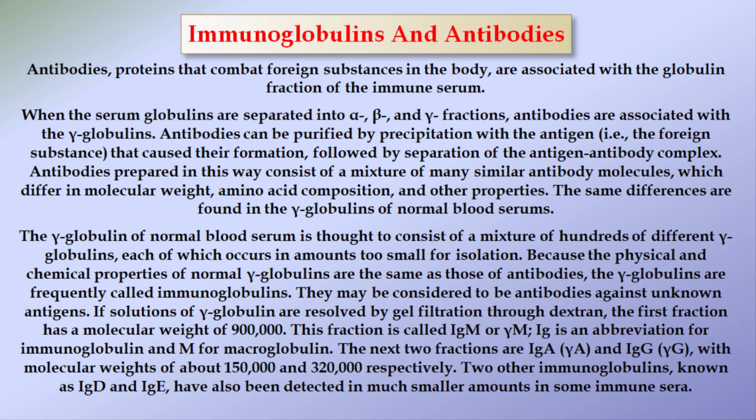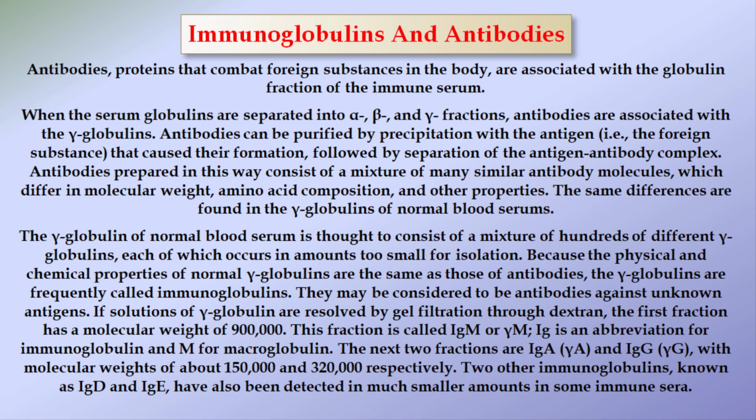Antibodies prepared in this way consist of a mixture of many similar antibody molecules, which differ in molecular weight, amino acid composition, and other properties. The same differences are found in the gamma globulins of normal blood serums. The gamma globulin of normal blood serum is thought to consist of a mixture of hundreds of different gamma globulins, each of which occurs in amounts too small for isolation.